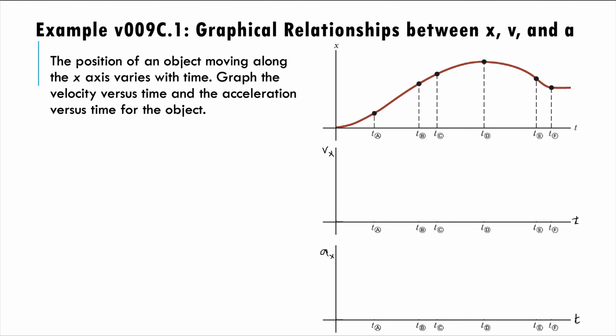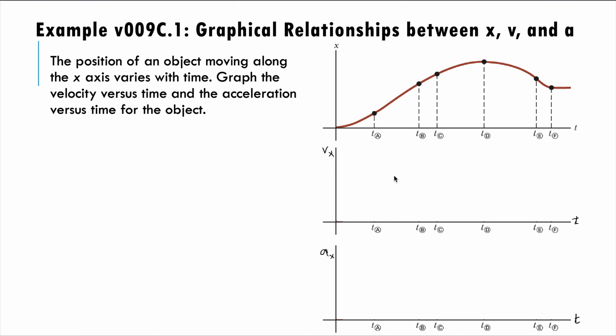Let's look at the first example. We are given a position time graph here, and we're told that the position of the object varies according to this graph. We want to graph a velocity time graph and an acceleration time graph. So I've left two blanks for both of these graphs here.